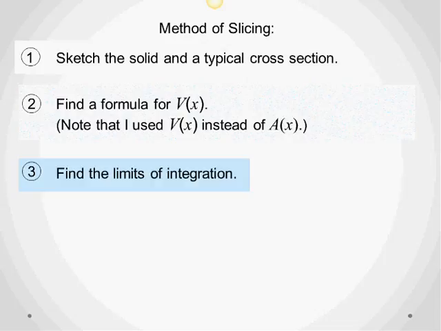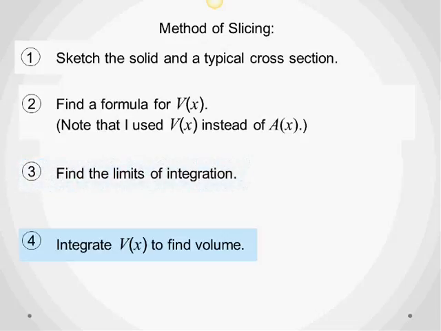Number 3 then is you want to make sure you find your limits of integration. That could be based off of an intersection point. That could be based off of limits that they actually tell you in the problem. And then number 4, you want to integrate your volume, or integrate your V of x, to find the volume.